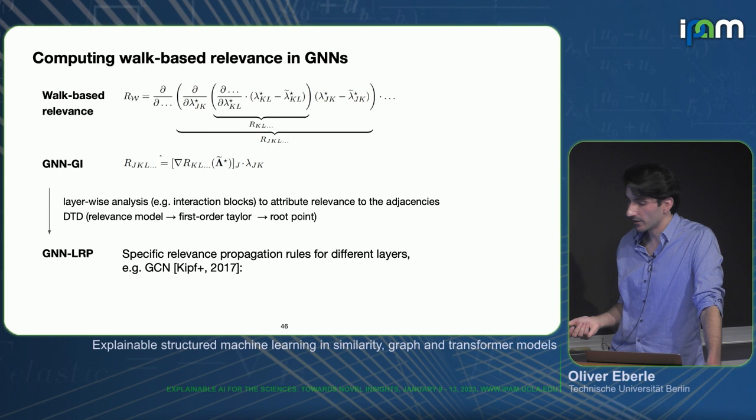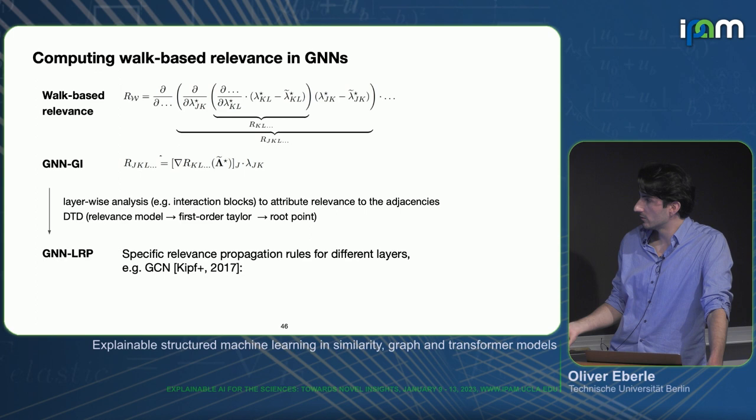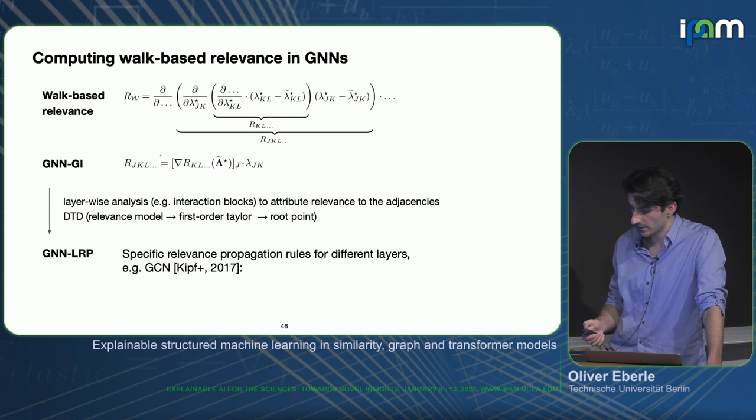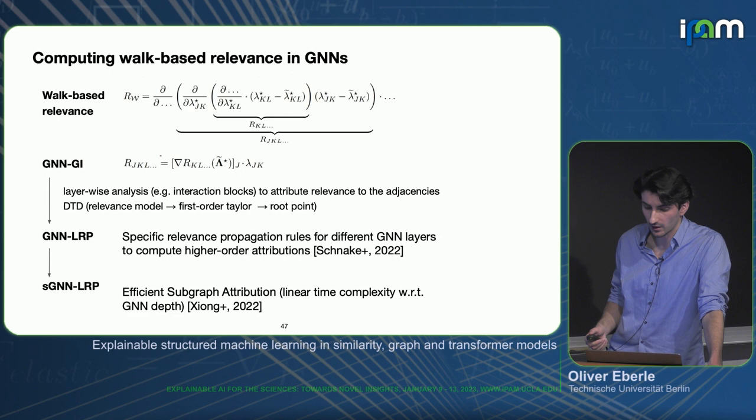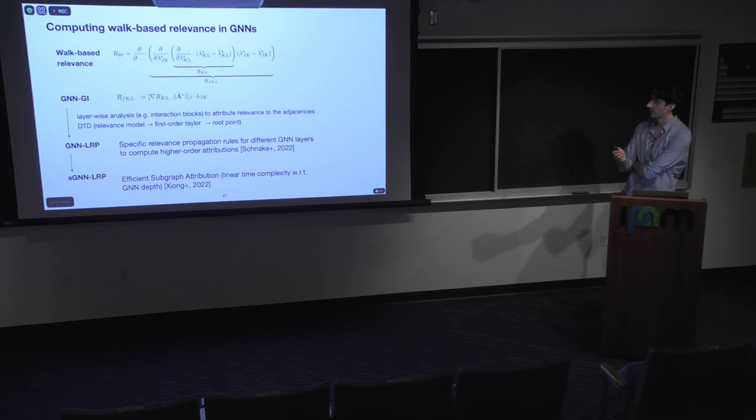And since this is quite time consuming for deeper networks, fortunately we are now able to also compute this in linear time. In the original formulation, the number of computations you have to make grows exponentially with your network depth. In this very recent subgraph attribution scheme of GNN-LRP, we are now able to get these explanations in linear time complexity with respect to the GNN-LRP depth. So as you can see, there's a lot of work in this direction to get higher-order GNN explanations in robust, feasible, fast and computable ways.